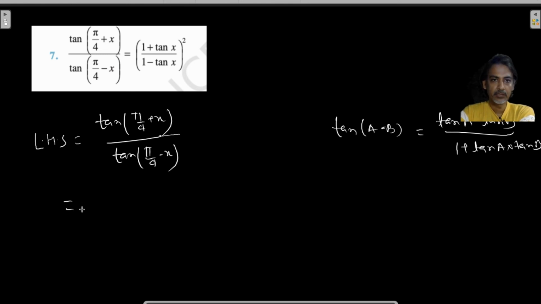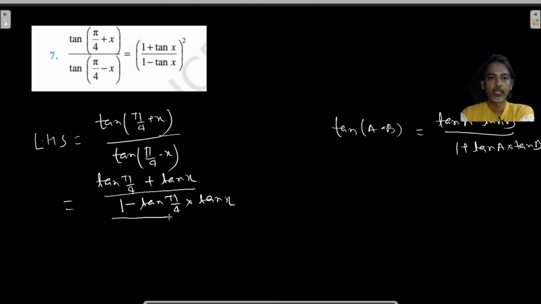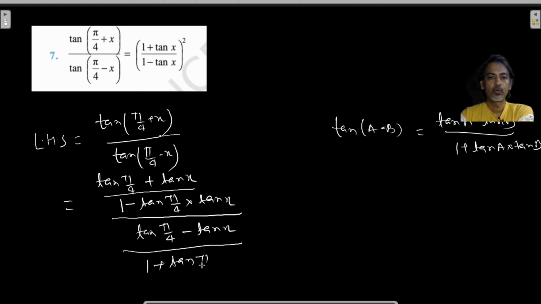Now let's write it as tan a plus tan b. So tan a is tan pi by 4 plus tan b is tan x, and then divided by 1 minus tan a, this is nothing but tan pi by 4, into tan b, which is nothing but tan x, and then again divided by, and then it is tan a minus b, so we'll have to write tan pi by 4 minus tan of x divided by 1 plus tan pi by 4 into tan x.